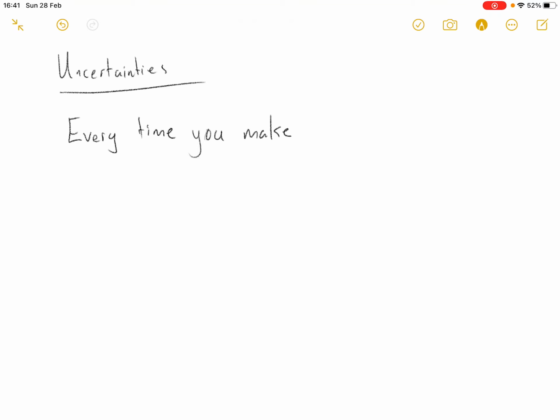Okay, so let's talk about uncertainties. Every time you make a measurement, doesn't matter what it is, it could be of a length, it could be reading of a voltmeter, whatever, there is an uncertainty. Now that makes sense because there's no such thing as a perfect instrument that can tell you exactly what the height of something is or what the current might be. So there's always an uncertainty, okay?